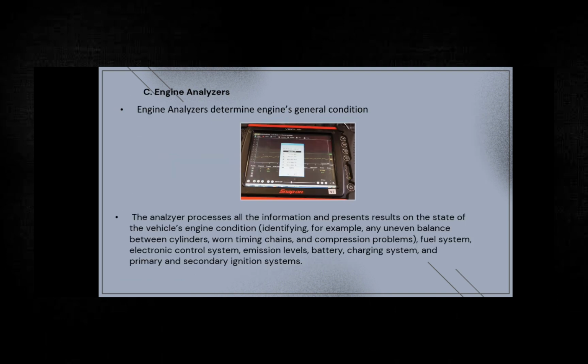Letter C. Engine analyzer. The engine analyzer determines the engine's general condition. Second bullet, the analyzer processes all the information and presents results on the state of the vehicle engine's condition, identifying, for example, any uneven balance between cylinders, worn timing chains, and compression problems. Fuel system, electronic control unit, emission levels, battery charging system, and primary and secondary ignition system.